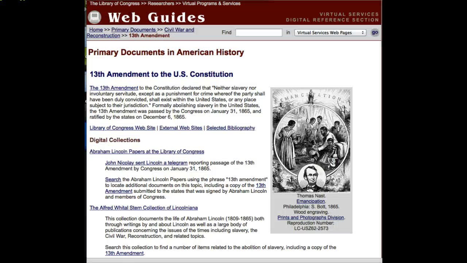According to the website loc.gov, the 13th Amendment to the Constitution declared that neither slavery nor involuntary servitude, except as a punishment for crime whereof the party shall have been duly convicted, shall exist within the United States or any place subject to their jurisdiction.